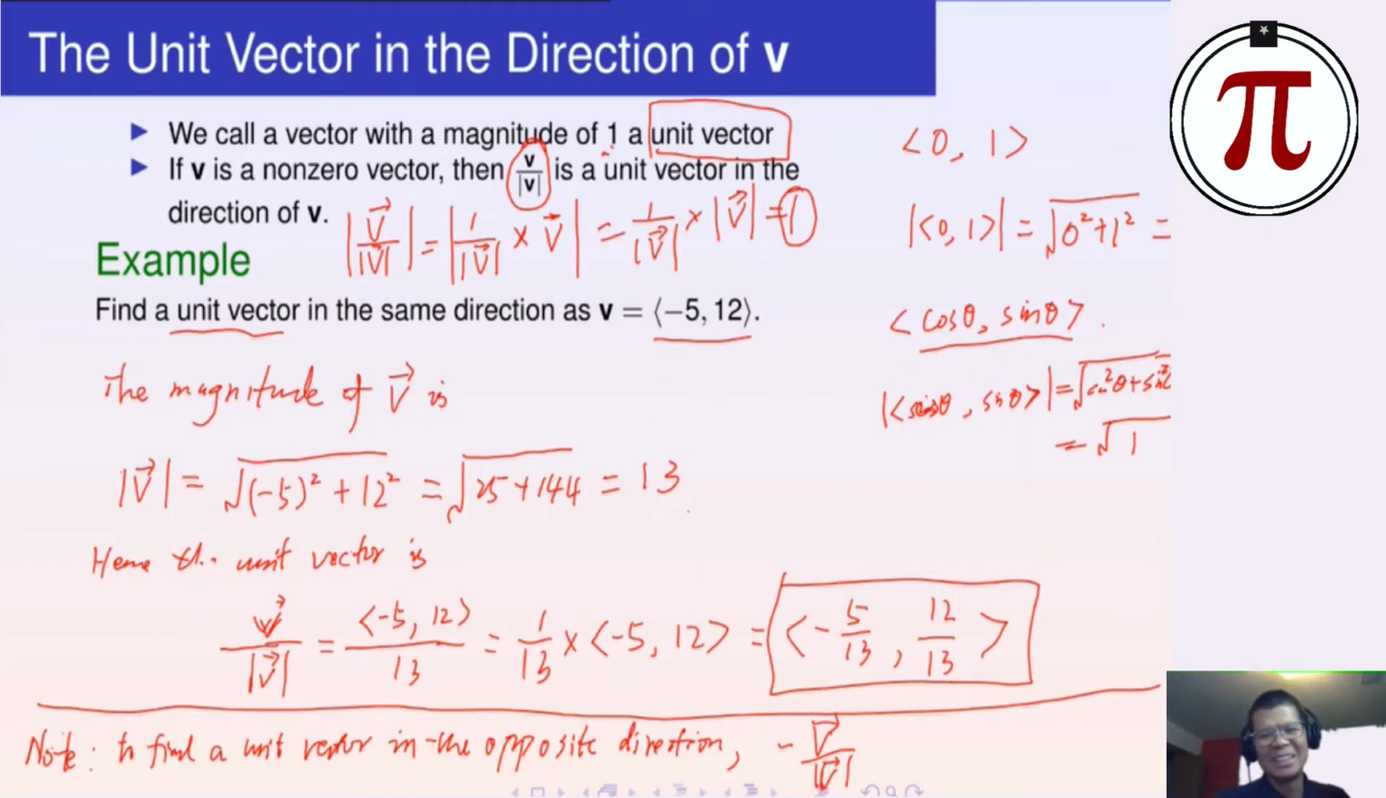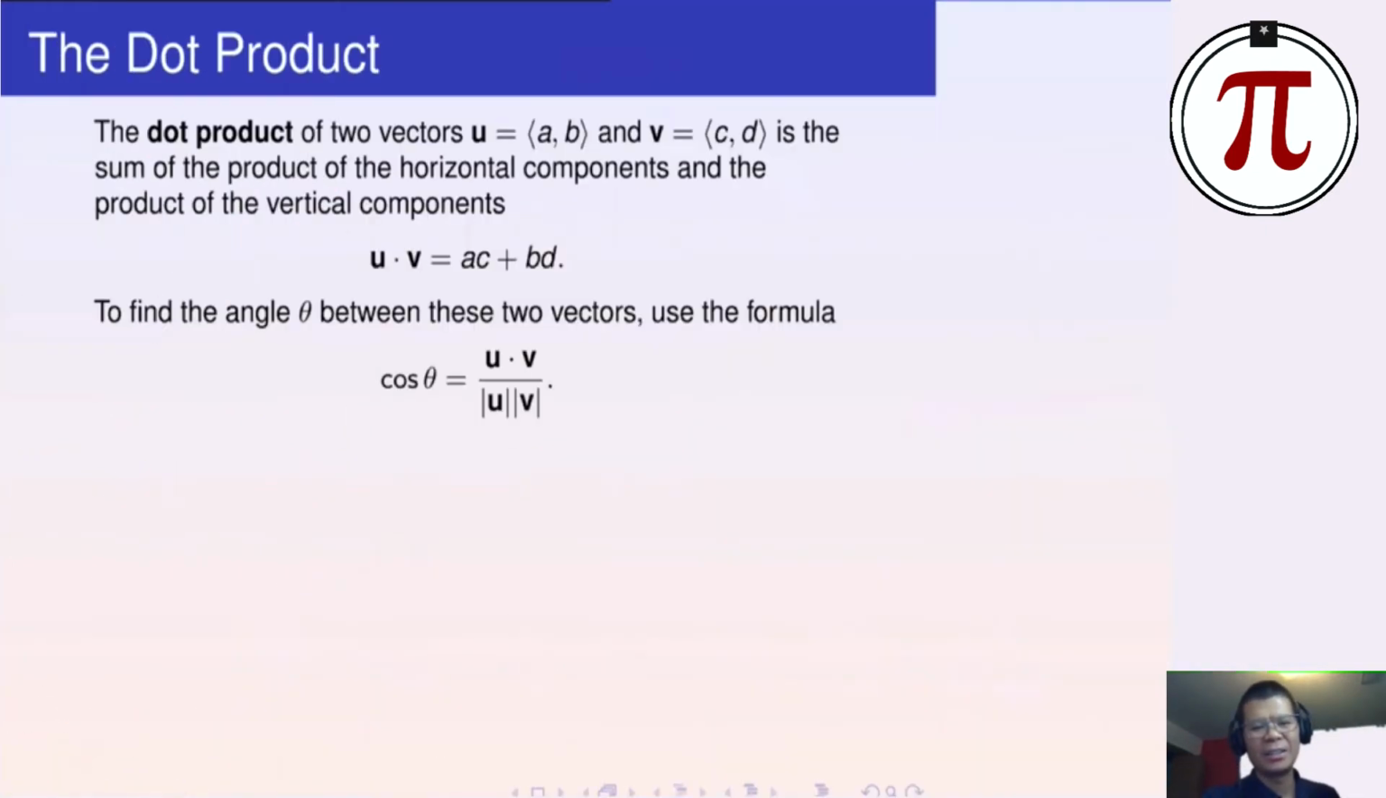All right, good. Consider next the dot product. The dot product of two vectors, u and v, is the sum of the product of the horizontal components and the product of the vertical components. In other words, u dot v is AC, the product of the horizontal or first coordinates, plus BD, the product of the vertical or second coordinates.